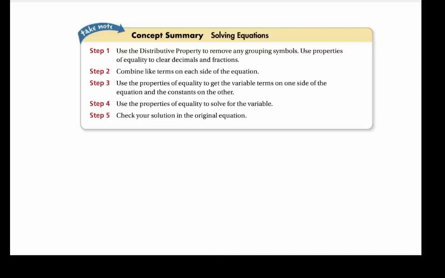Step 2 is to combine like terms on each side of the equation. So we're just simplifying each side of our equation, each expression. Step 3 would be to use the properties of equality to get the variable terms on one side of the equation and the constants on the other. Step 4 is to use the properties of equality to solve for the variable. And the last step would be to check our solution in the original equation.